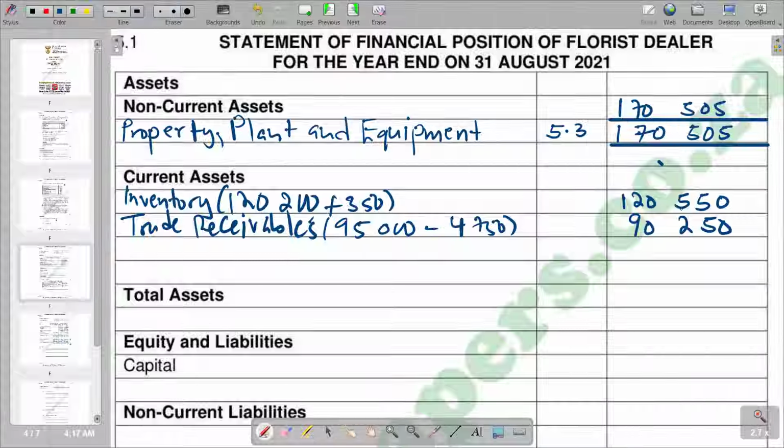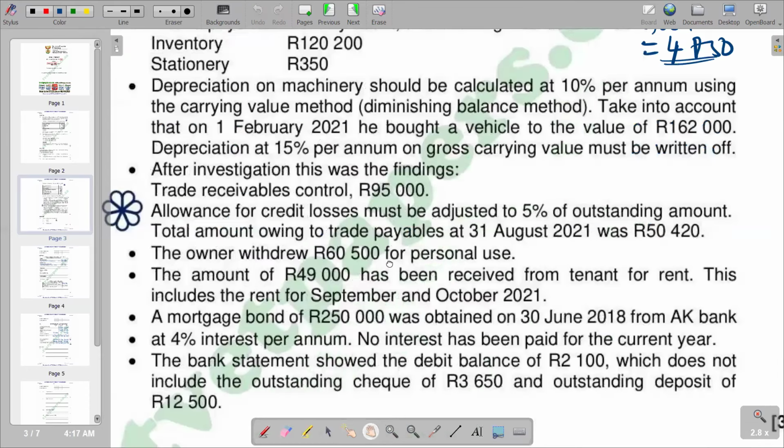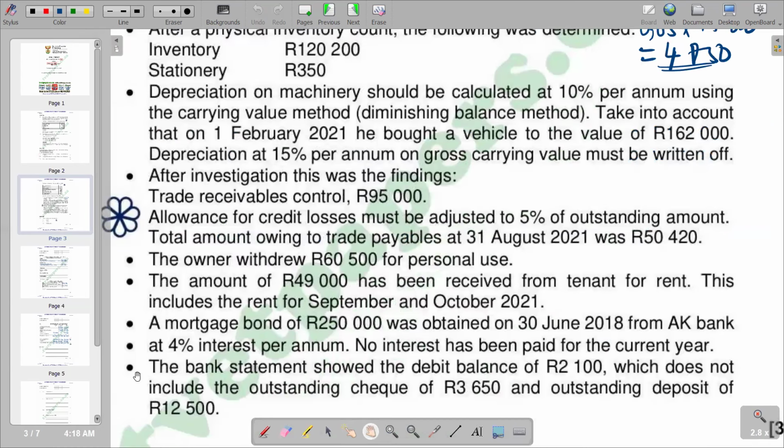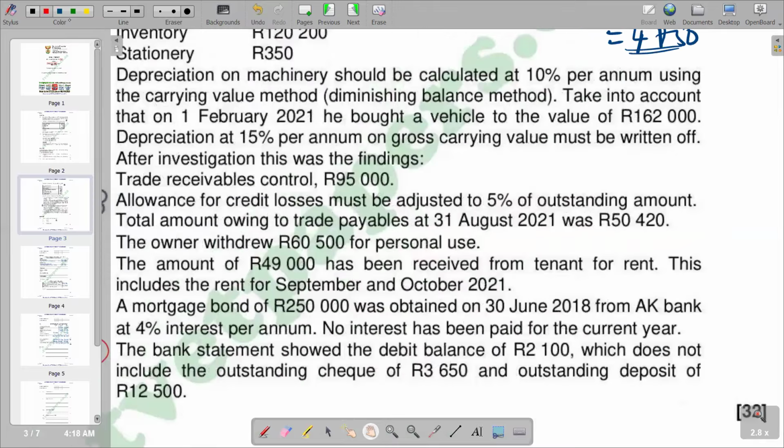Right. So from there, we also check for the figure for any adjustment that can be done. Let's check for cash and cash equivalents. In terms of the money that is in the business, on the last point we are told that the bank statement showed a debit balance of 2,100. So 2,100 is a negative balance. Since it's a debit balance on the bank statement, it will be negative.